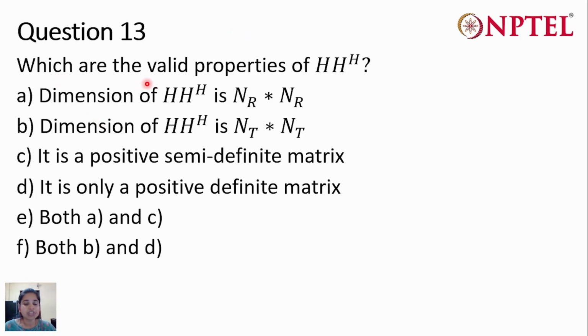Okay. Which are the valid properties of H Hermitian? So we have a matrix H Hermitian, right? What are all the valid properties? Is the dimension of the matrix nr cross nr, or is the dimension nt cross nt? And is it a positive semi-definite matrix, or is it only a positive definite matrix? Both A and C, or B and D? What is the answer, guys?